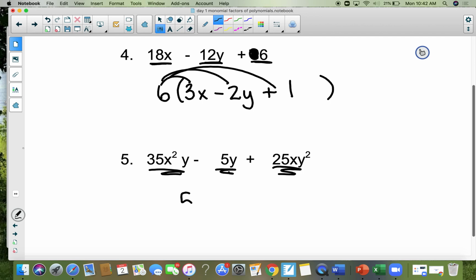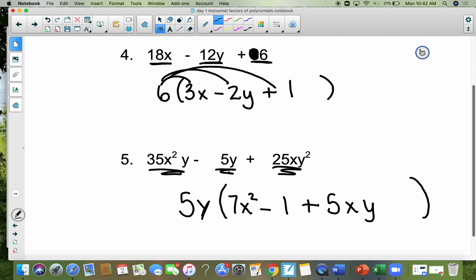Okay, they have at least a 5 in common. They have at least, nope, they don't have an x in common. This one doesn't have an x. But they have at least 1 y in common. So the GCF is 5y. 5 goes into 35 7 times. There's still an x squared there. Minus 5 goes into 5 once. You're going to put a 1 there. Plus 5x and y. And you know you did it right because I just checked it mentally doing the distributive property. Okay, that was the distributive property backwards.